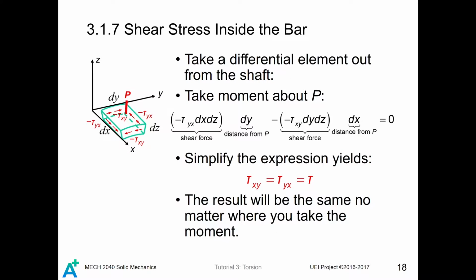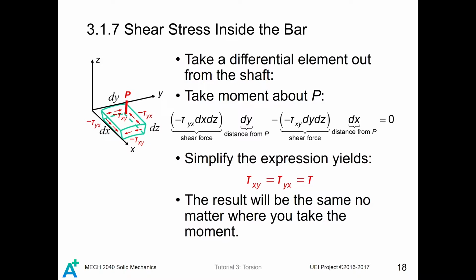Consider a little piece of differential element. For this coordinate system, this shear stress is acting on the positive x surface pointing to the negative y direction. Therefore, it is called negative tau xy. For this tau xy, there will be complementary shear stresses acting on the rest of the three surfaces. Take the moment about P and consider the moment equilibrium.